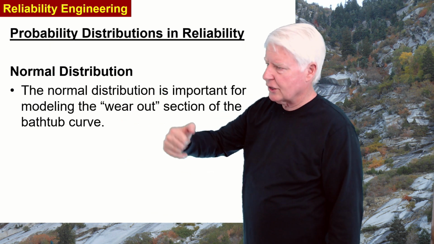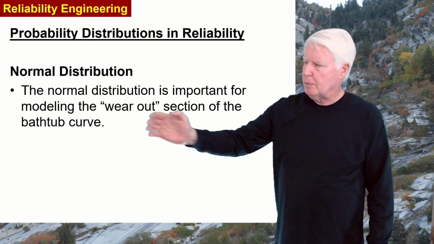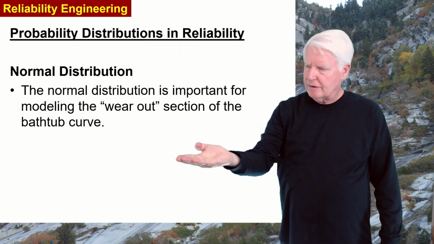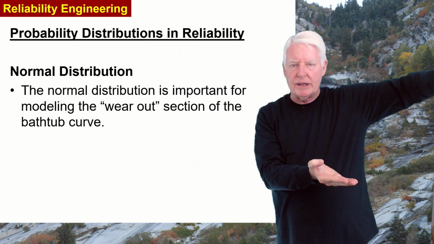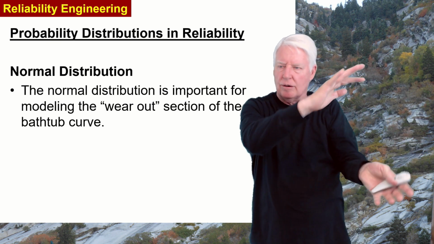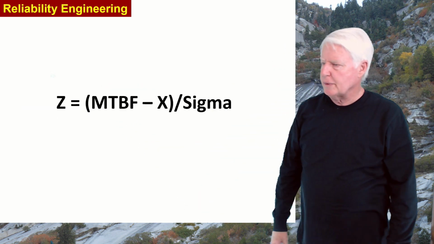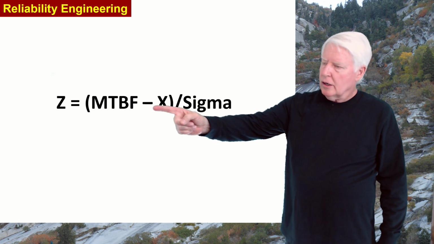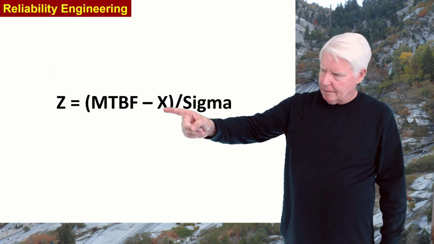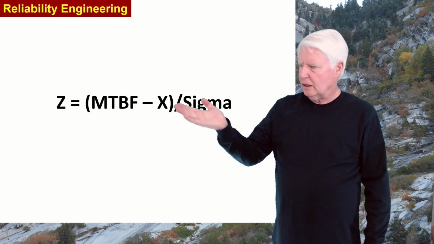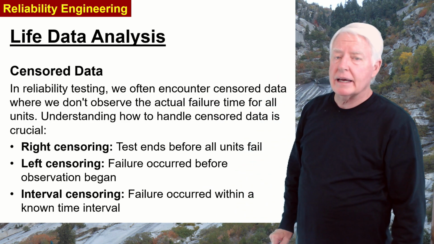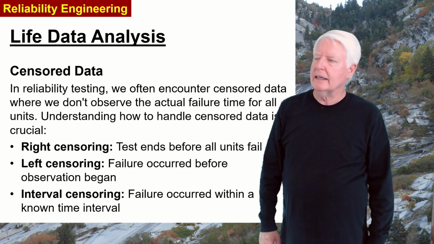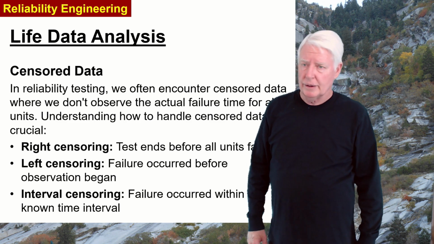The other one is the normal distribution. The normal distribution is important for modeling the wear-out section of the bathtub curve. So decreasing failure rate over time, constant failure rate, increasing failure rate. This increasing failure rate over here is where we use the normal distribution. And its formula is very simple. Mean time between failure minus a given point in time in question, divided by sigma. You look it up in the Z table, and that way you can get your reliability for a given period of time during that wear-out period.